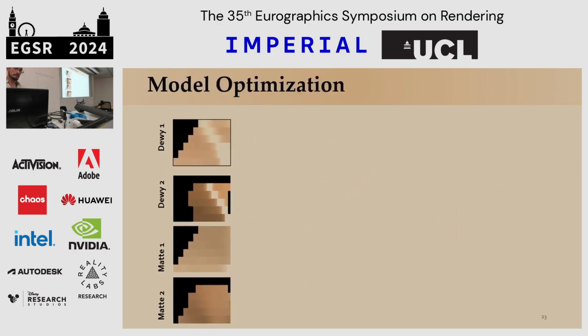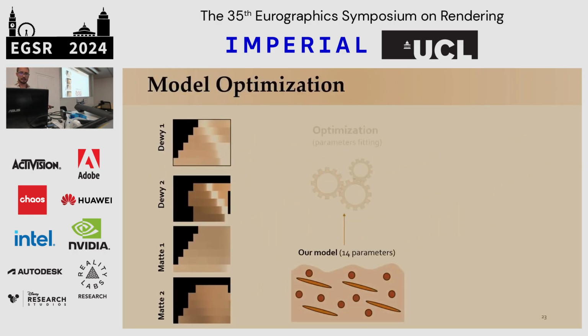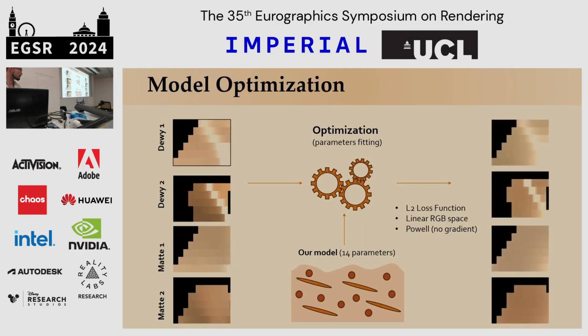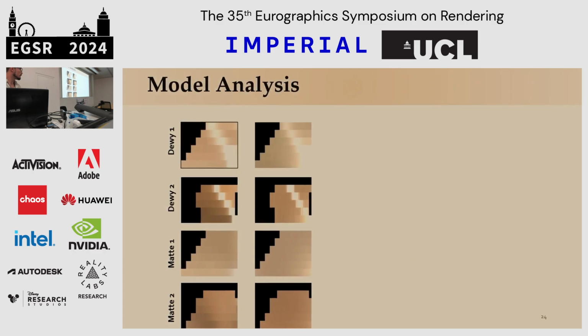So we have some data, we have a model, and what we actually do is essentially parameter fitting, right? We run an optimization, we work using an L2 loss function, and we work in linear RGB space. And we use Powell because we don't compute the gradient. And those are the results that we obtained. We are able to match the highlights.